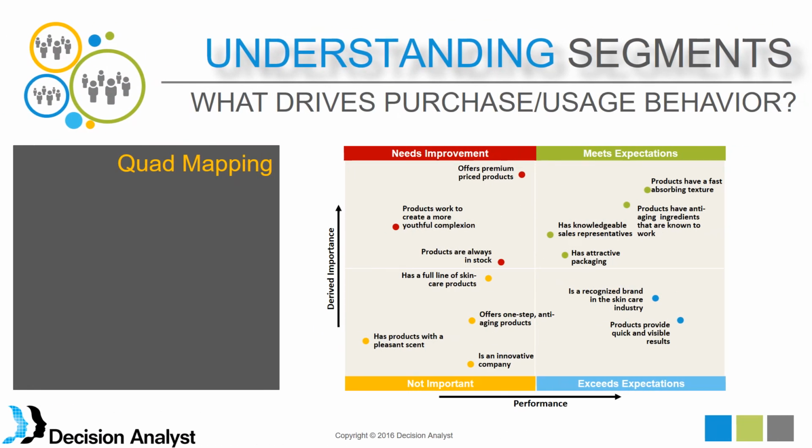Another way that you can understand what drives purchase or usage behavior is quad mapping. These are nice visual displays. They plot derived importance and performance, dividing the space into 4 quadrants. So, for example, this could be a map for a particular segment, and we look and we find that there are 3 attributes that could really use some improvement for a particular product. A marketing team can take these, product development can also take these and address them in communications or to update the current product.